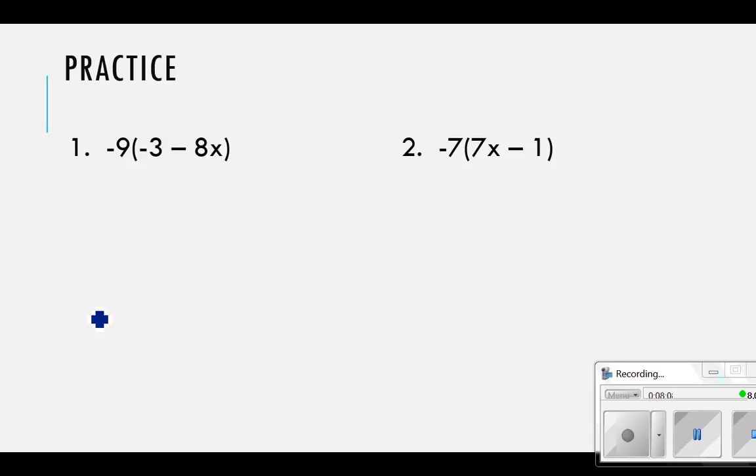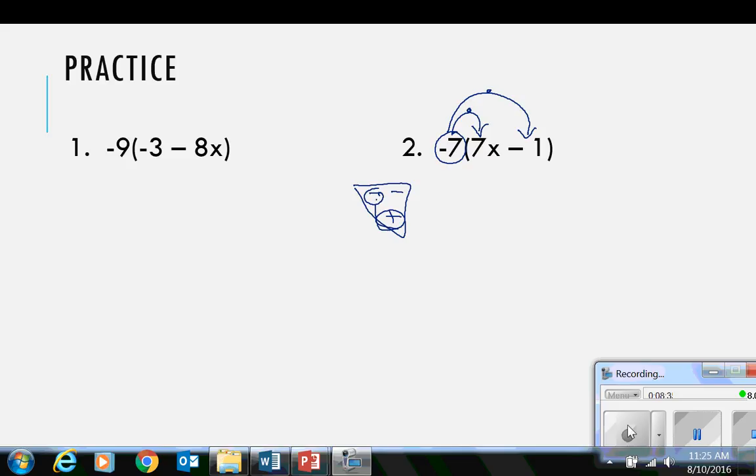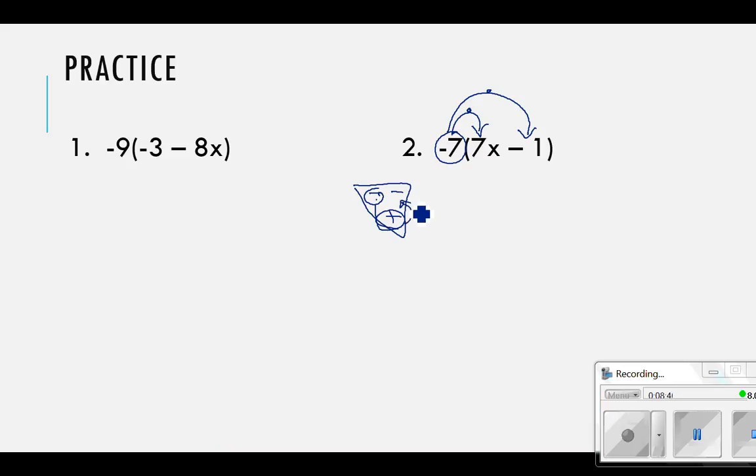Let's do a couple examples. The first one is the one we just did, so I'm not going to do it again. Number 2, I have negative 7, and I have to distribute it to everything in the parentheses. So negative 7 times 7x. We have a negative times a positive, and that's going to give us a negative. So we have negative, 7 times 7 is 49, bring down the x.